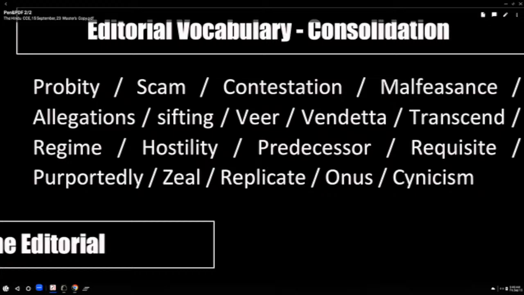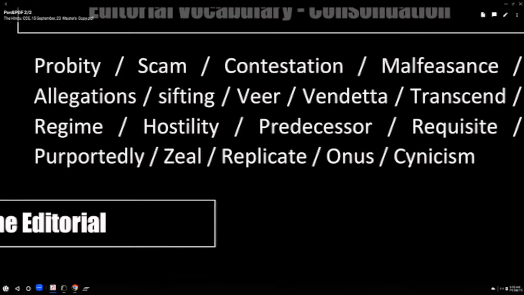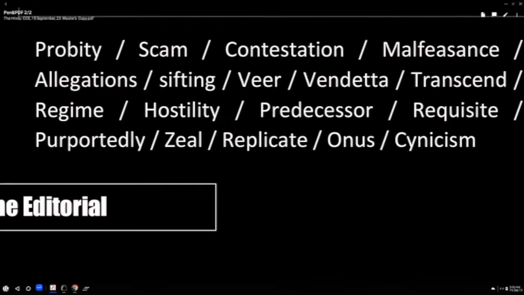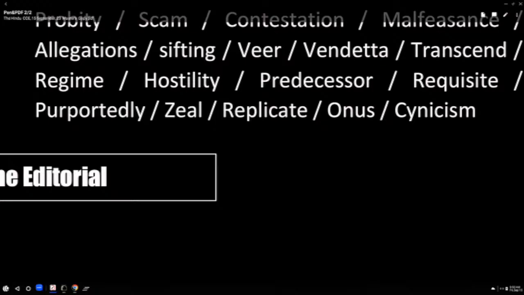Scam, fraud, contestation, argue or dispute, malfeasance, wrongdoing by an official, allegations. Tell the synonym. Accusations, point out someone has done something wrong. Sifting, check thoroughly. Veer, sudden change in the direction. Very good. Vendetta, revenge, political vendetta, political revenge. Transcend, go beyond the limits. Regime, current government. Hostility, enmity or antagonistic nature. Predecessor, one who was a CM earlier. Requisite, a condition. And purportedly, seems to be right, may not be.